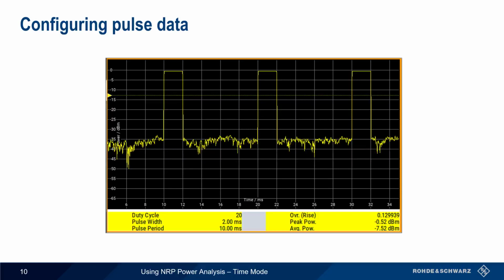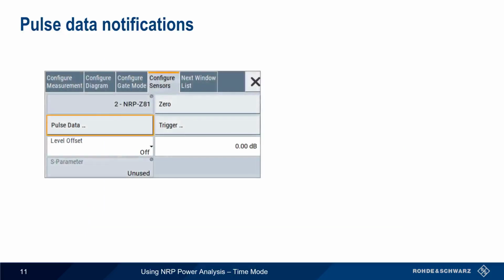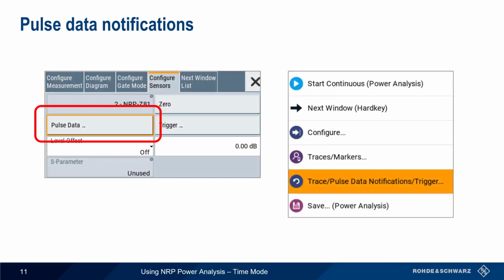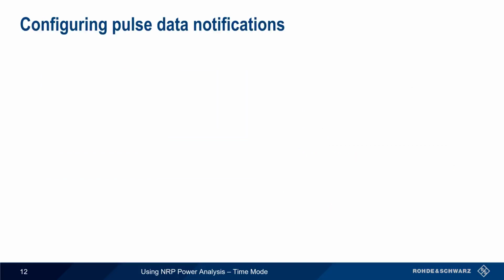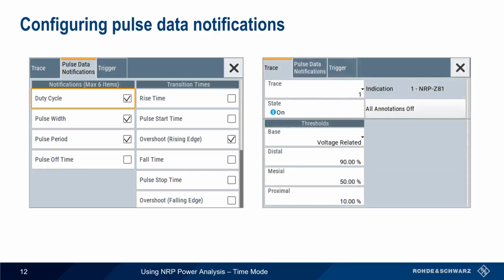An easier and more precise way of measuring these parameters is using so-called pulse data notifications, in which we select the pulse parameters that are calculated automatically by our instrument. We can access pulse data notifications by selecting Pulse Data under Configure Sensors, or by selecting Pulse Data Notifications from the Context-Sensitive menu. Under Pulse Data Notifications, we can select up to 6 parameters to be automatically calculated and displayed. Once we've selected our parameters, we simply turn the state on and start the measurements.